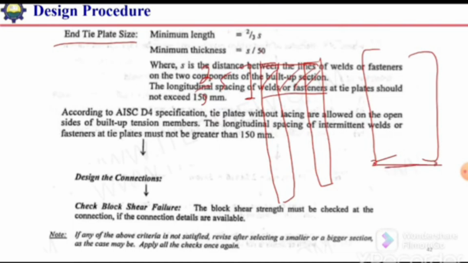So in that case, the length will be the distance between the welds, and if we are using bolts, the distance between these bolt lines will be S. So the length of this tie should be 2/3 of S. And the minimum thickness of this end tie plate should be S over 50. So this will be further discussed in case of compression members when we will study about the design of lacing.